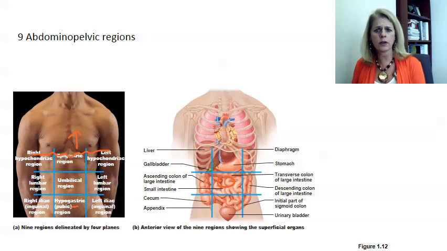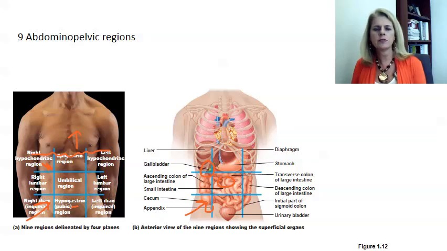So why is this important? If someone comes in and says, I've got pain, I'm going to draw my arrow right here, I've got pain in my right iliac region, they probably won't say that, but they'll point to it. You say, okay, what could be there? Well, that's where part of your large intestine is, where your appendix is, and possibly it's an appendix problem. Maybe someone has pain right here. What's in the right hypochondriac region? Our gallbladder's there.